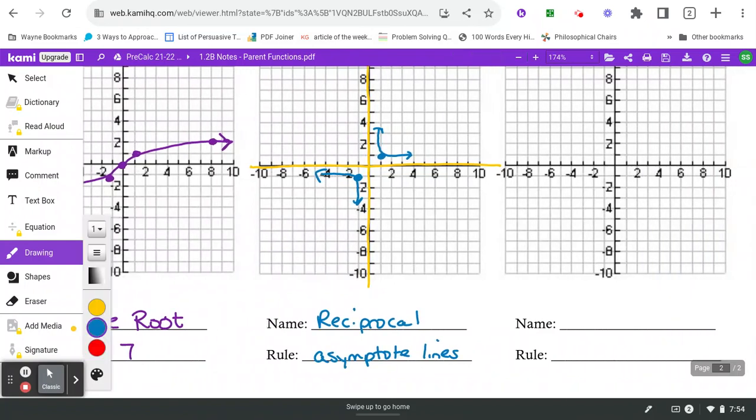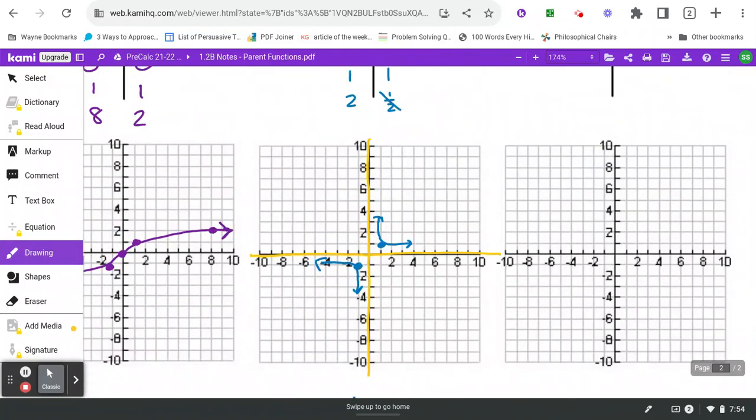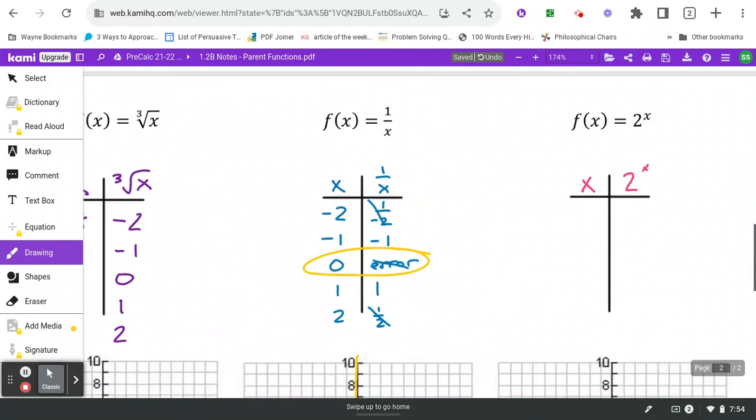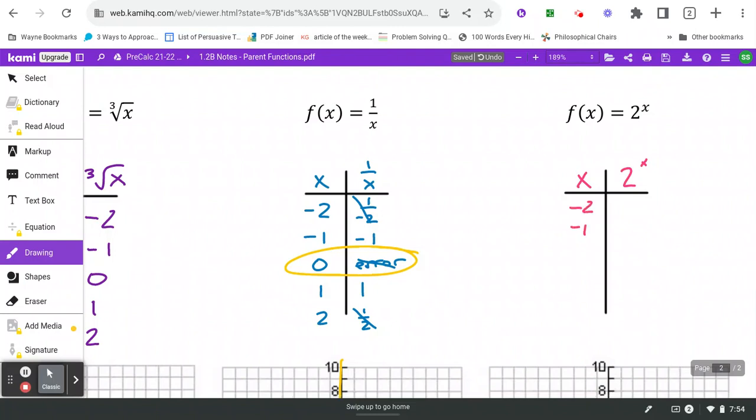All right, and then our last graph, 2 to the x power. So I've got x and 2 to the x. And we can try some negative numbers here, -2, -1, 0, 1, 2. If you type into your calculator 2 to the -2, you actually get 0.25. Again, not a great number to work with on a graph. If you type in 2 to the -1, you get 0.5. Again, not my favorite to work with.